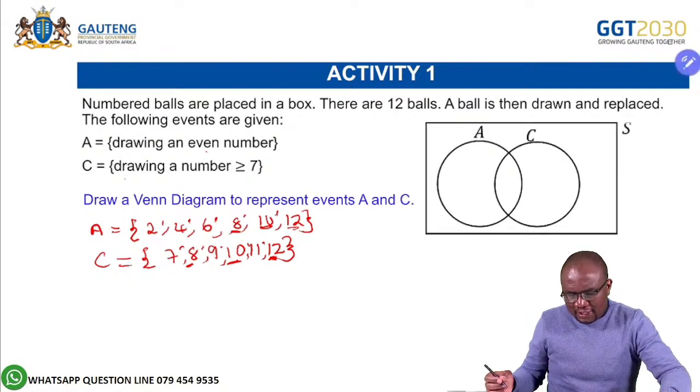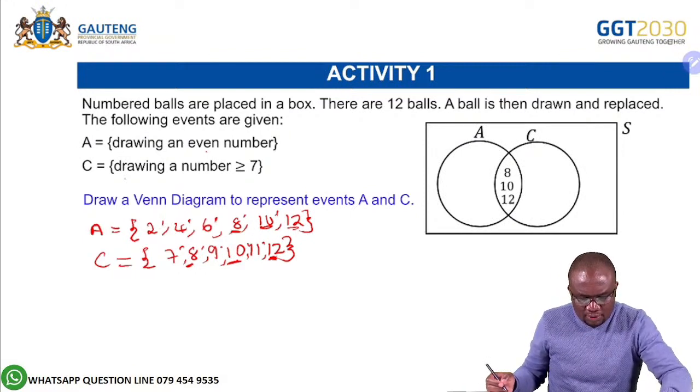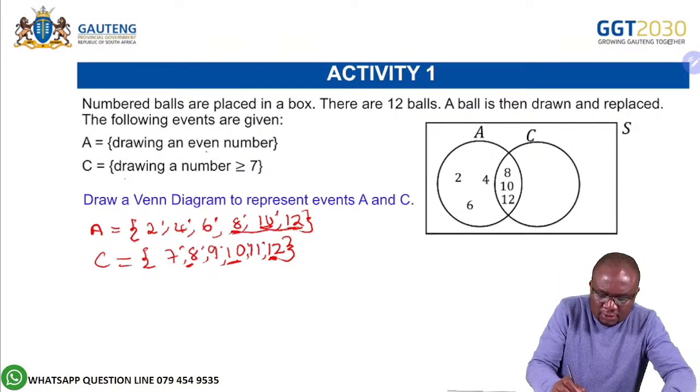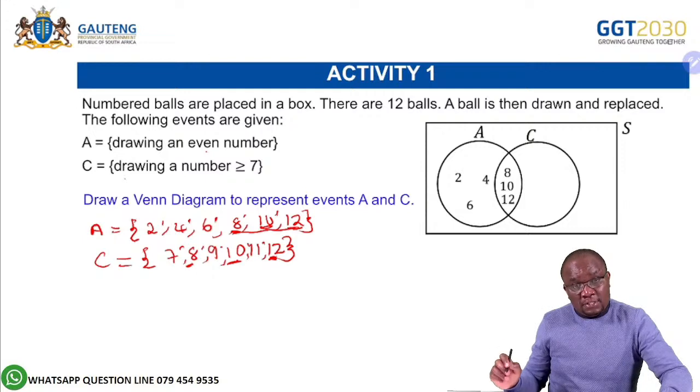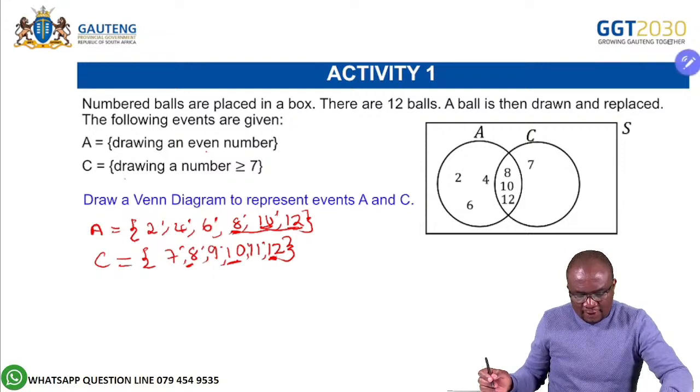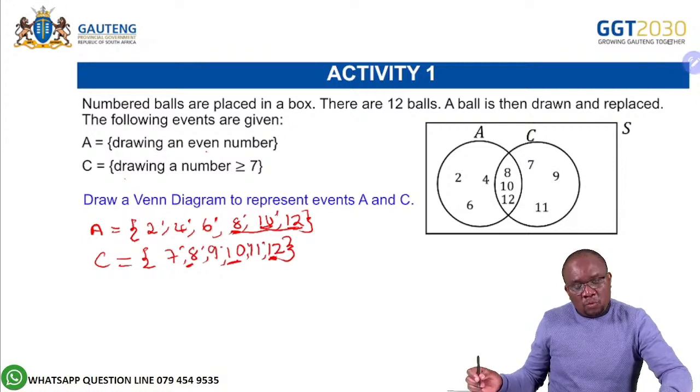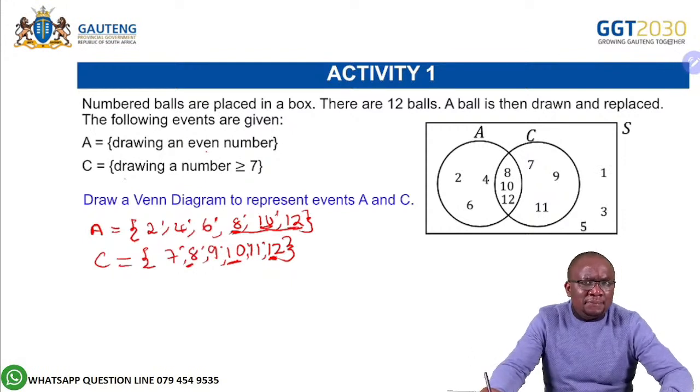So let's draw our Venn diagram. This is our Venn diagram. In the intersection we have 8, 12, and 10, since these three are found in both A and C. Then A only is 2, 4, and 6. And then C only, there's 7, 9, and 11. And then we find 1, 3, and 5 outside the two events. You see that? That is the Venn diagram.